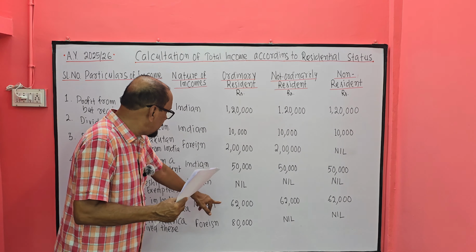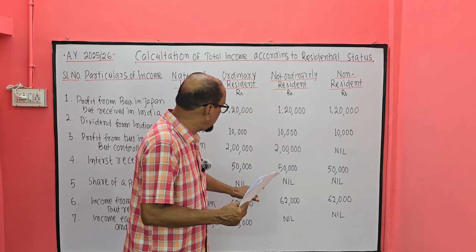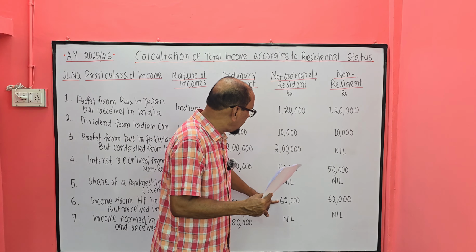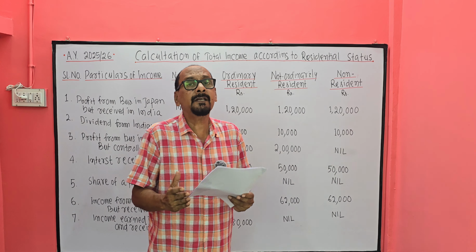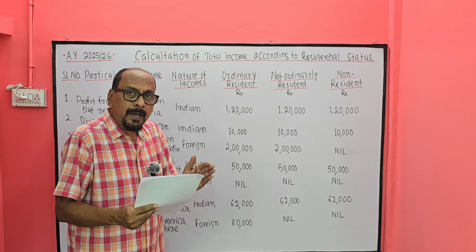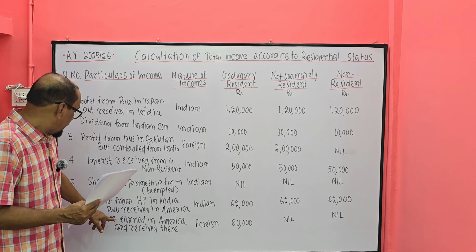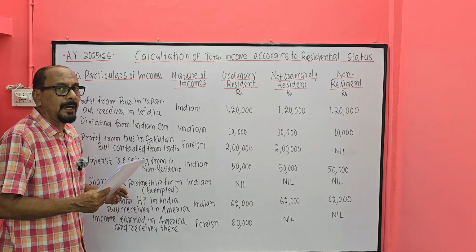I mean rupees 62,000 is taxable in case of an ordinary resident, in case of a not ordinary resident, and in case of a non-resident, because it is an Indian income. And the last financial transaction is income earned in America and received there.